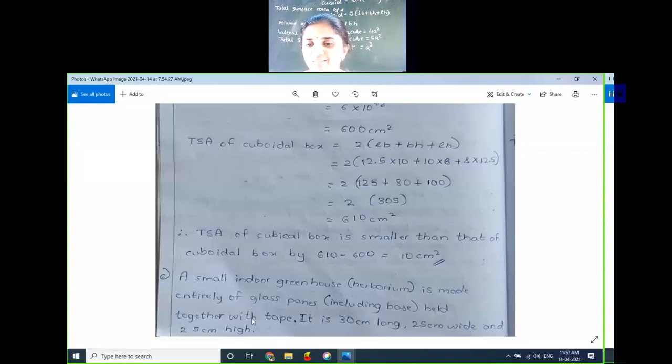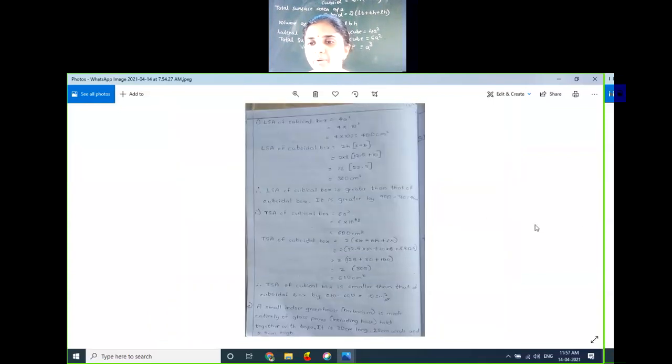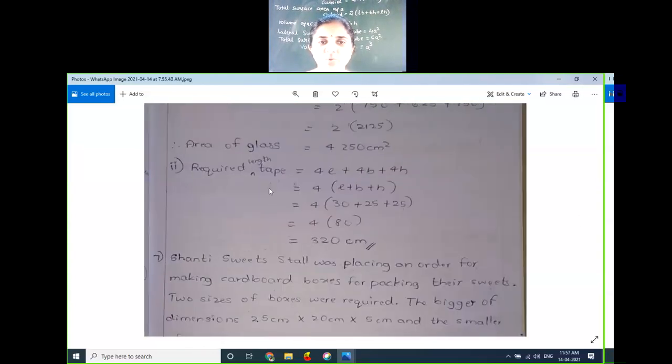Held together with tape. It is 30 centimeter long, 25 centimeter wide and 25 centimeter high. So then what we have to find out here? Question not over.